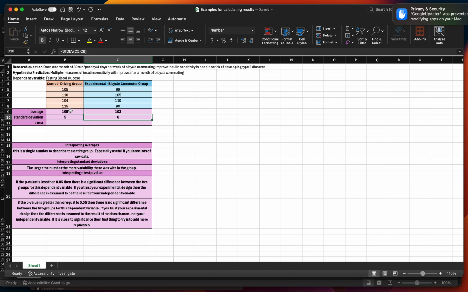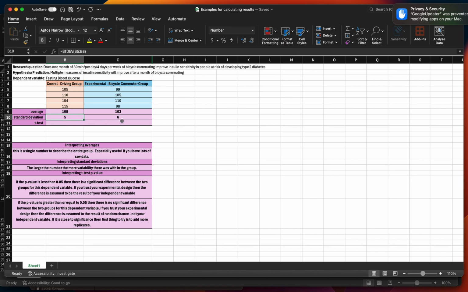So it was referring to the 4 cells between rows 5 and 8. When you drag that over, it changed from B5, B8 to C5, C8, because it's over 1, so the reference came over 1. Again, I am seeing the same trends I was seeing eyeballing it: a slightly lower bicycle group fasting blood glucose than my driving group.